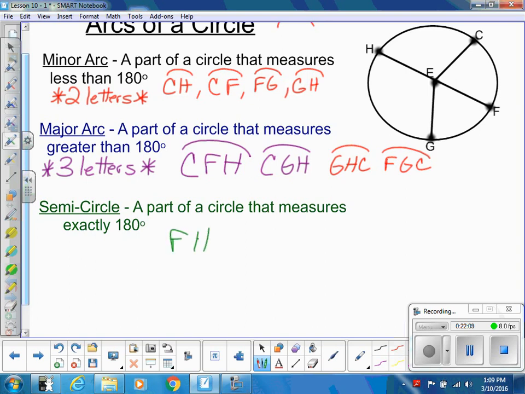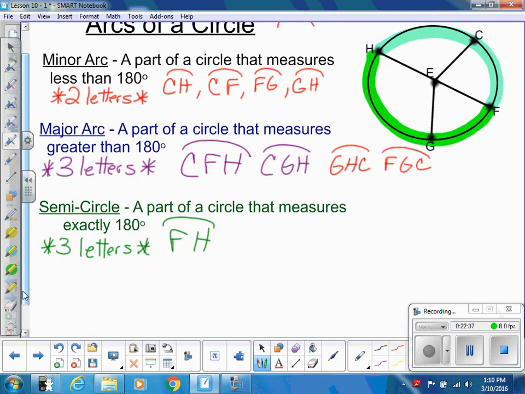So could I just say arc FH? Well, I could, but do you mean start at F and go to H this way? Or do you mean start at F and go to H this way? I have 2 semicircles there. I don't know which one you mean. So, just like with major arcs, you must use 3 letters to denote a semicircle. So, I can either have arc FGH, which is the green one, or I can have arc FCH, which is the blue one.